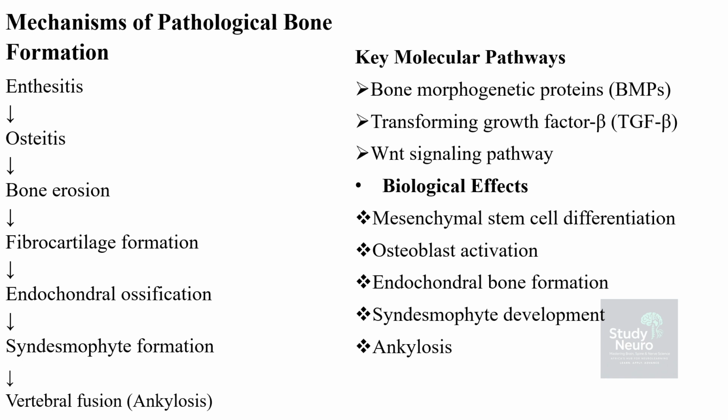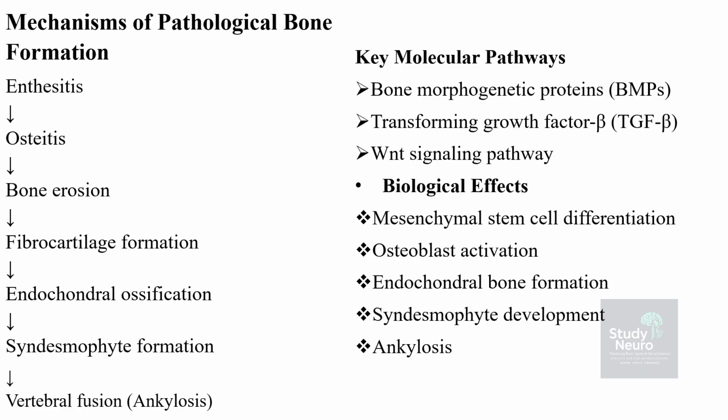Pathological bone formation in ankylosing spondylitis begins with inflammation at the entheses, followed by inflammation within the bone and areas of bone erosion. During repair, fibrocartilage develops and is gradually replaced by new bone through a process called endochondral ossification. This process drives syndesmophyte formation. Over time, these bony bridges can extend between adjacent vertebrae and eventually lead to spinal fusion. The spine gradually becomes rigid.